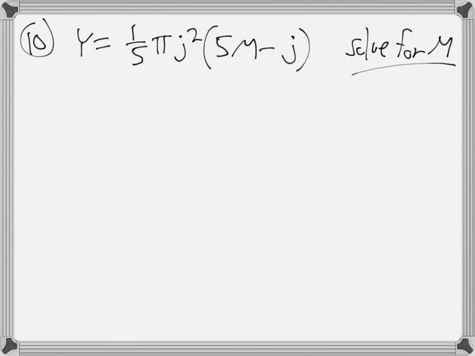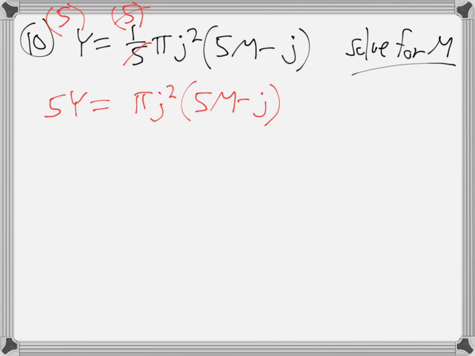What do you do whenever you have fractions in a problem? You get them out of there, huh? So I would get rid of that fraction right now before anything else. I'd multiply both sides by 5. Gonzo. So 5y is pi j squared (5m minus j). Does that make sense for my first step? I just multiply both sides by 5.